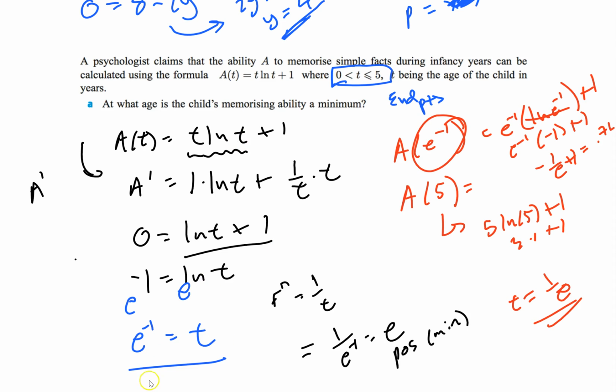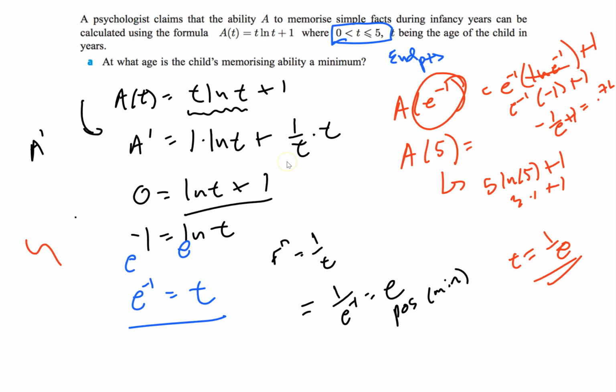Only problem with this one was once I got my answer, I also had endpoints to deal with. Those might be the min, right? This graph might have been like this, and I'm like, oh, that's actually the min, not the local minimum we found. So anytime you see endpoints, you gotta watch out. You gotta see which one wins. Is your critical point lower or is the endpoint lower? I didn't have to do 0 because I had no equal sign, so it's not part of the domain.